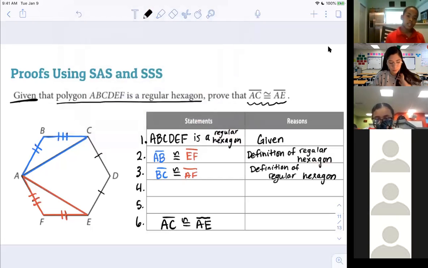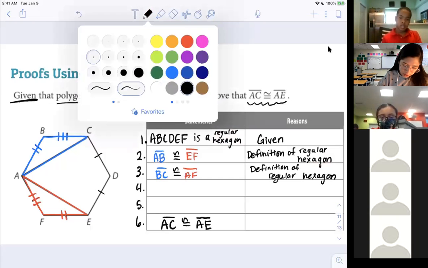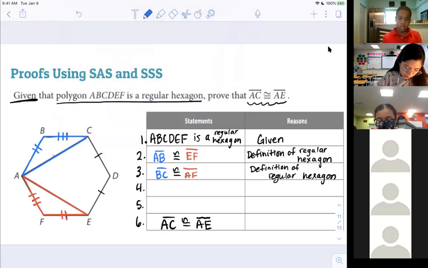So now we know, okay, what are we trying to figure out at the end? Prove that AC is congruent to AE. So we want to prove that this side right here is congruent to this side right there. We don't know yet. We haven't proven it yet. I know it is, but we haven't proven it. You're jumping to conclusions, but we have to take steps to get there.